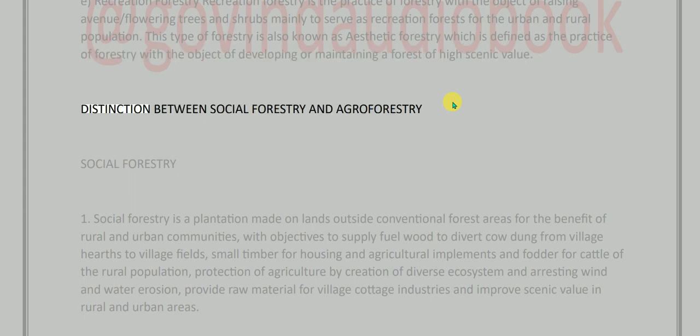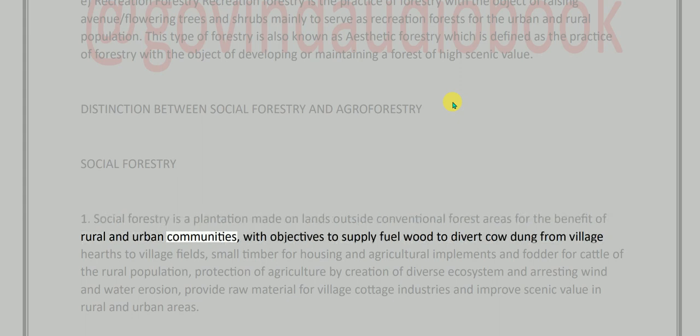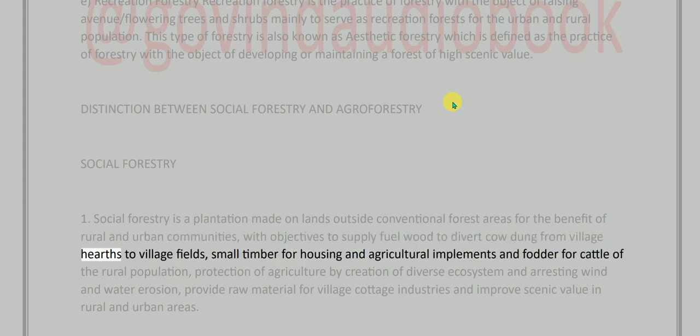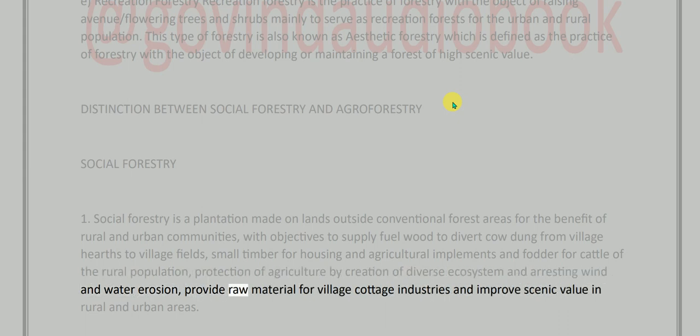Distinction between social forestry and agroforestry. Social forestry: 1. Social forestry is a plantation made on lands outside conventional forest areas for the benefit of rural and urban communities, with objectives to supply fuelwood to divert cow dung from village hearths to village fields, small timber for housing and agricultural implements and fodder for cattle of the rural population, protection of agriculture by creation of diverse ecosystem and arresting wind and water erosion, provide raw material for village cottage industries and improve scenic value in rural and urban areas.